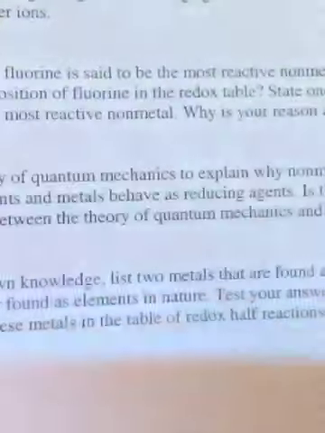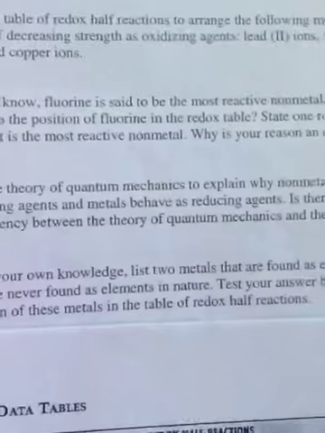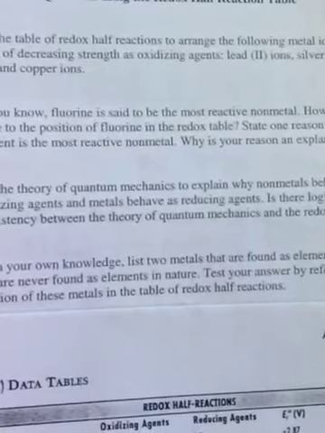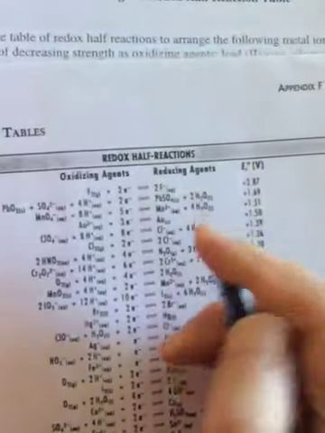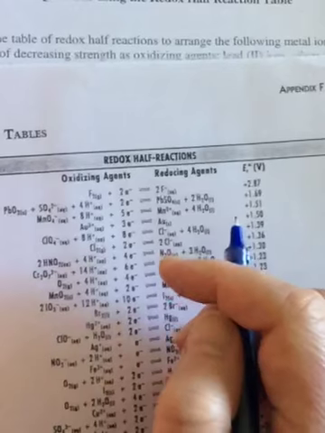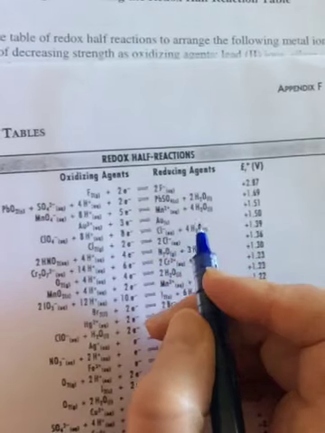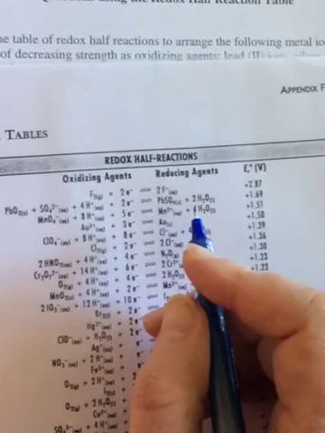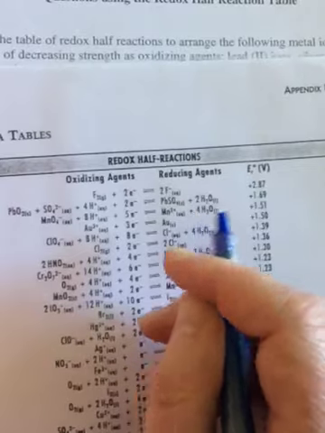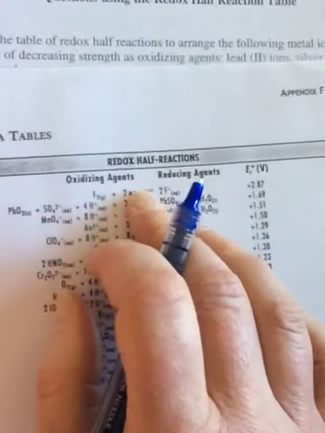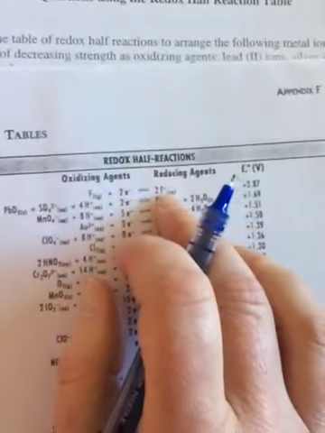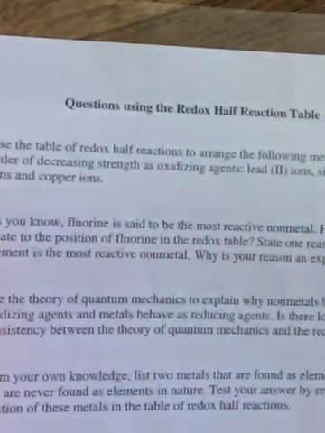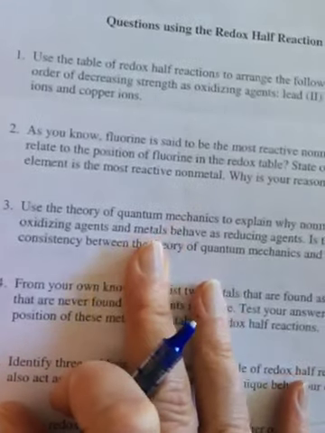Okay? Now the second part of the question says, state one reason why this is the most reactive nonmetal, and it's because of the fact that it has 2p5, going back to quantum, right? It's 2s2 2p5. It needs one more electron in the 2p level, and so it does whatever it can to get to F negative. All right, so quantum and electrochemistry meet here.